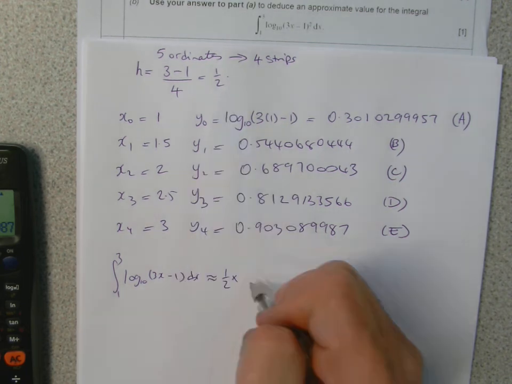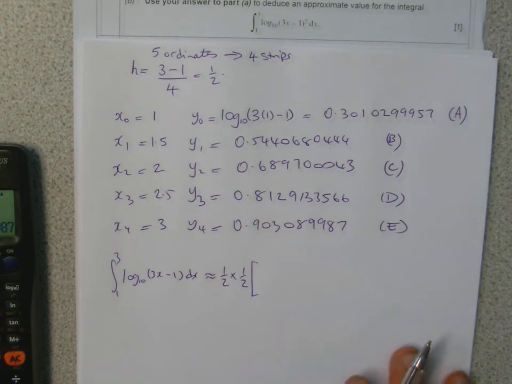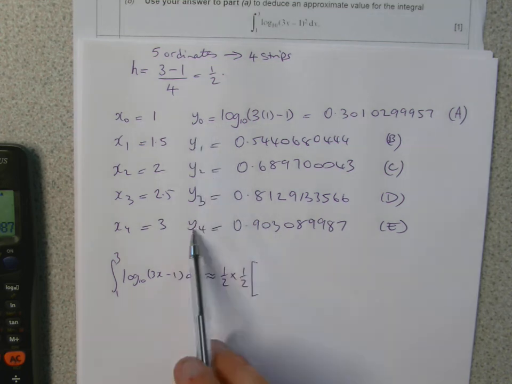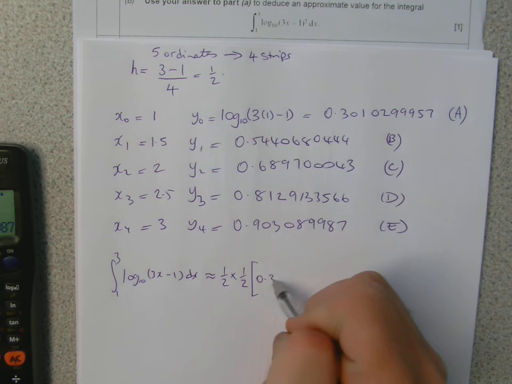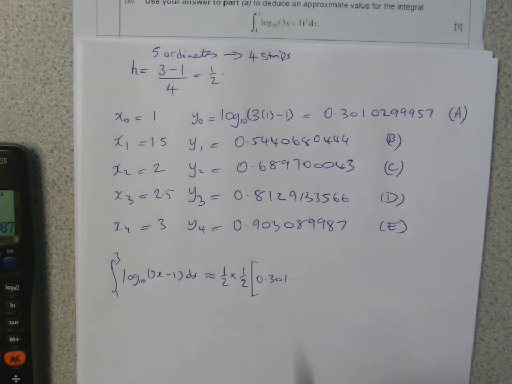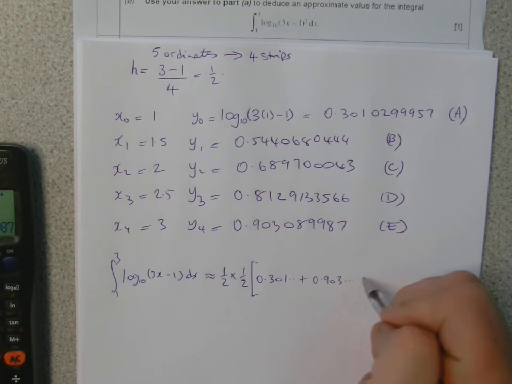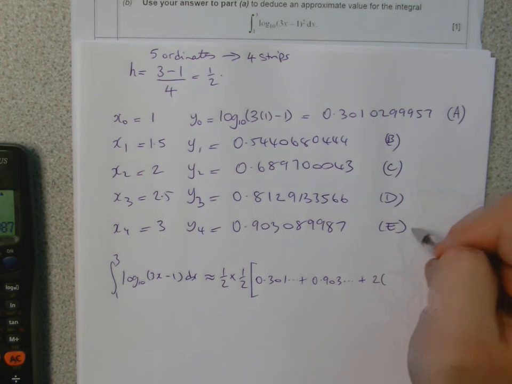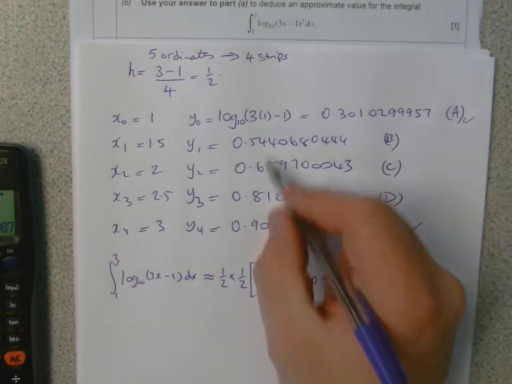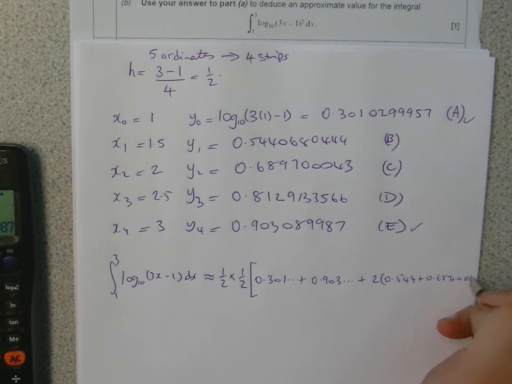The height is also a half, okay, then you've got squiggly bracket, or I like to do a square bracket, the first and the last terms, okay, so basically it'll be 0.301, etc., etc. I don't need to write it all down there, plus then the last term, which is 0.903, etc., etc., plus then twice then all of the other terms, okay, so I've dealt with these two. Twice of the other terms will be all of these here, so 0.544 plus 0.689 plus 0.812, okay, close bracket.